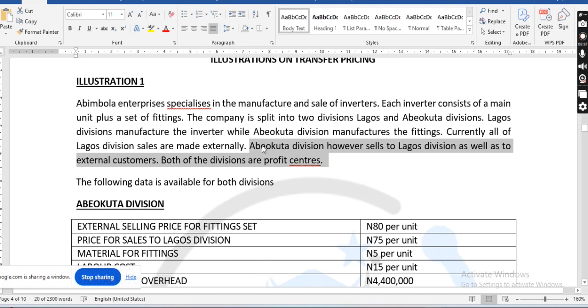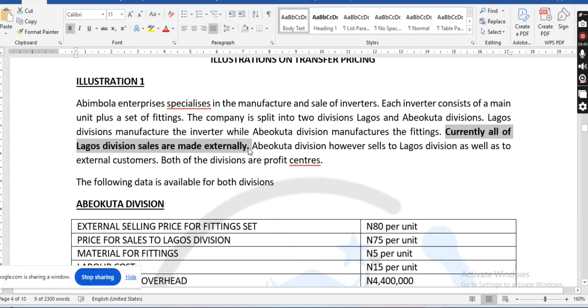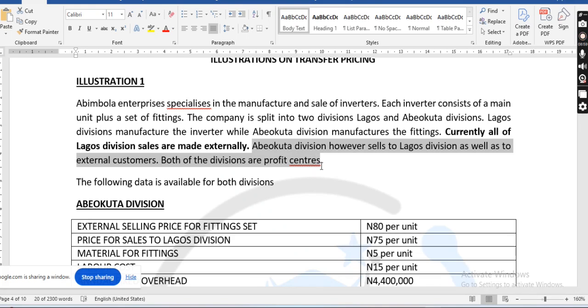Currently, all Lagos division sales are external. Why is Lagos selling externally only? It will buy from Abeokuta and sell externally. Abeokuta sells to Lagos as well as externally. Can you see it, class? So Abeokuta is the selling division. Class, you need to analyze this question.